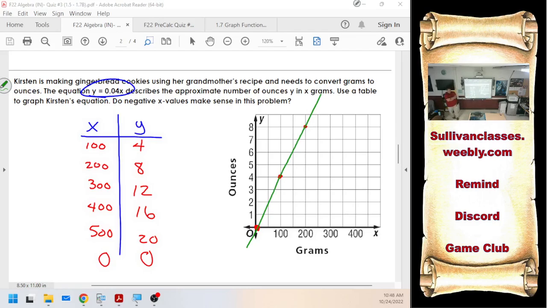Now there is another question on here. Y'all put an asterisk next to this. Tell yourself, read the problem. Did I answer all the questions? Kristen is making gingerbread cookies using her grandmother's recipe. Needs to convert grams to ounces. The equation 0.04 y equals 0.04x describes the approximate number of ounces in x grams. Use a table to graph Kristen's equation. Do negative x values make sense in this problem?